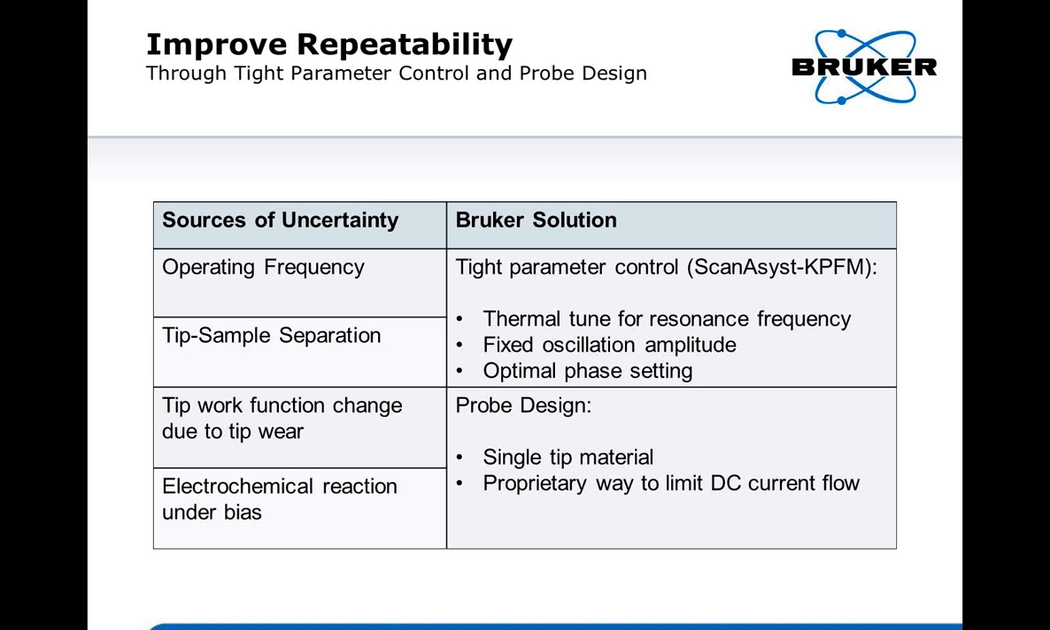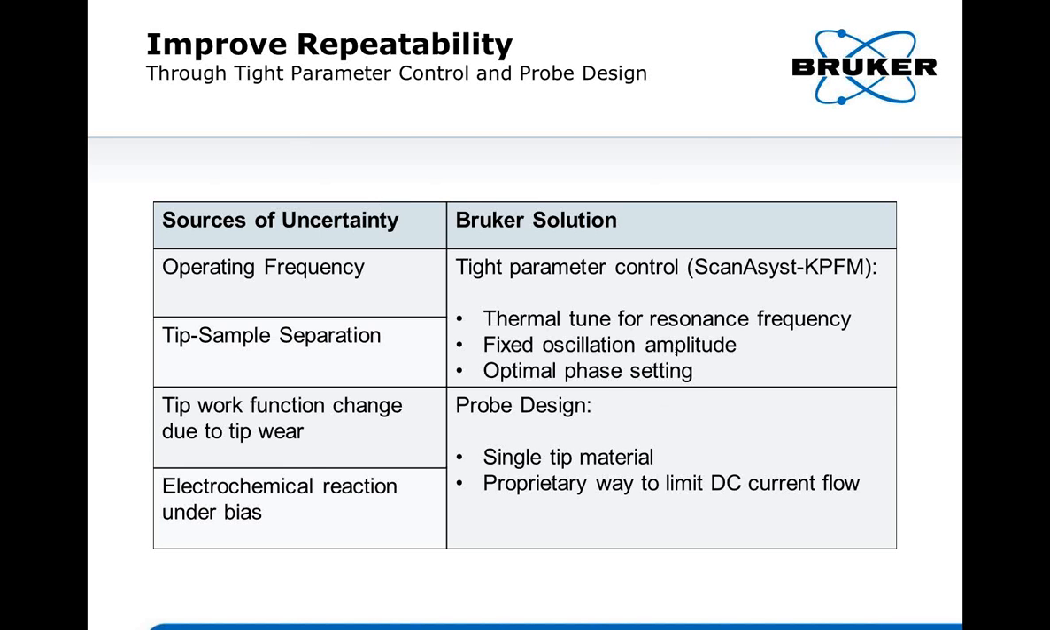So after analyzing the sources that cause the data to scatter, we found out that if the operating frequency changes, that can affect your KPFM result. And if the tip sample separation varies from measurement to measurement, it can give you slightly different data. So that's on the operating parameters. And for that, our solution is we call ScanAssist KPFM.